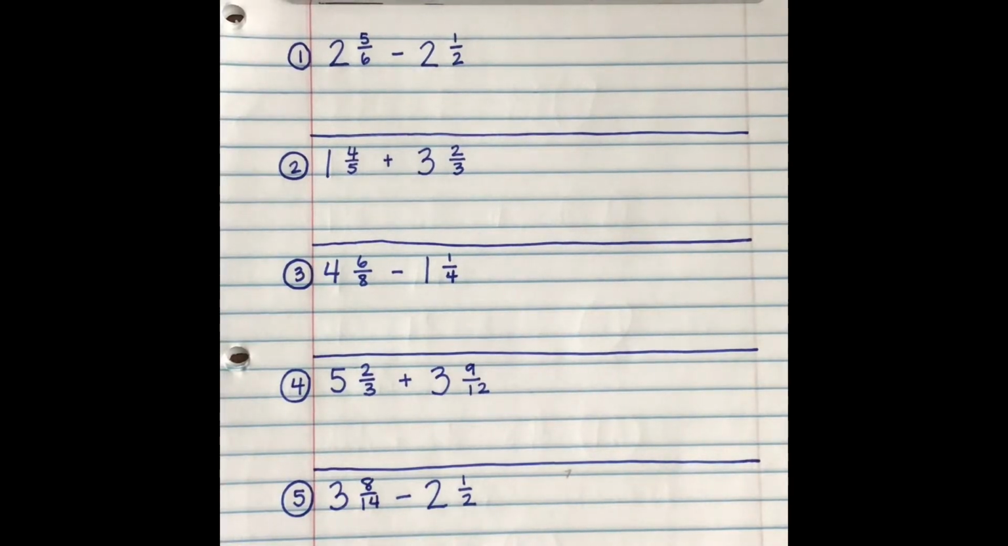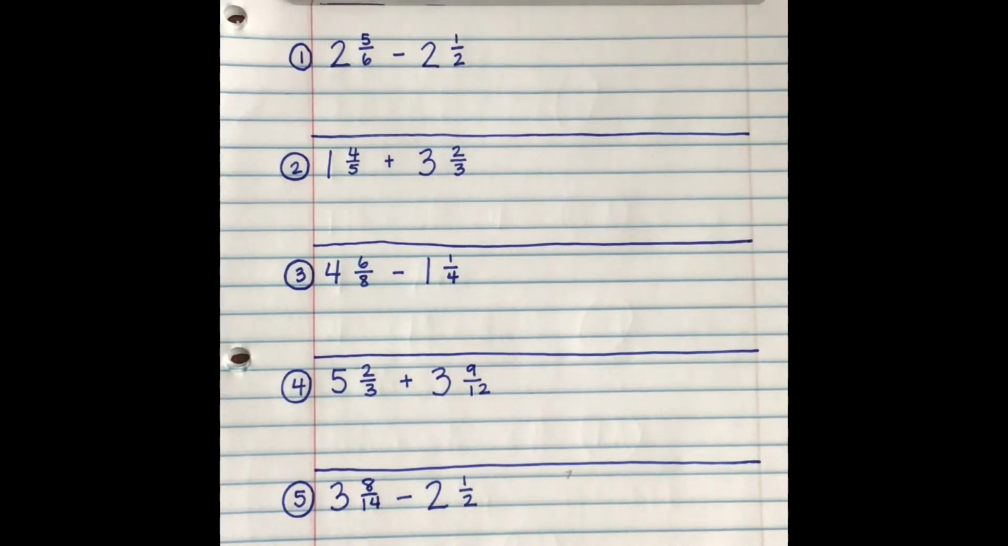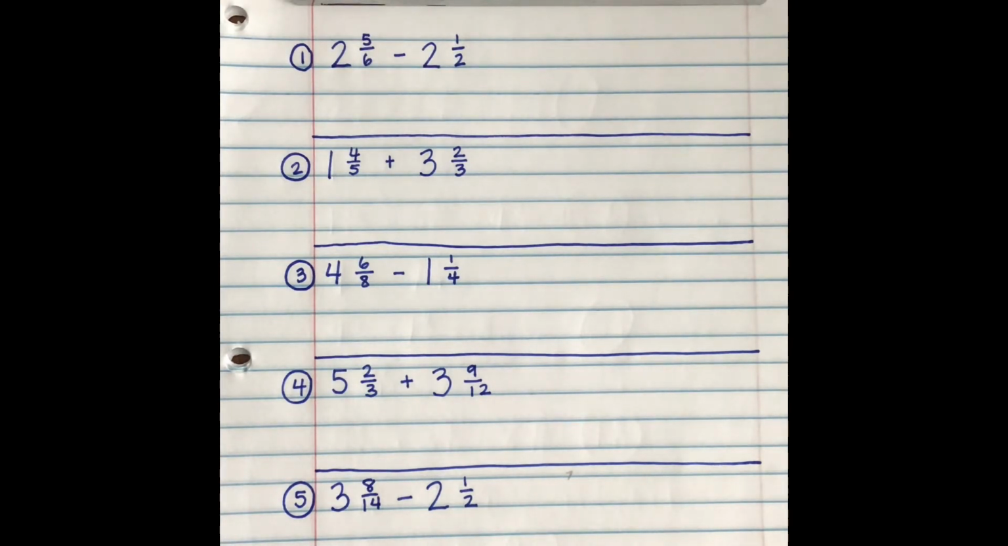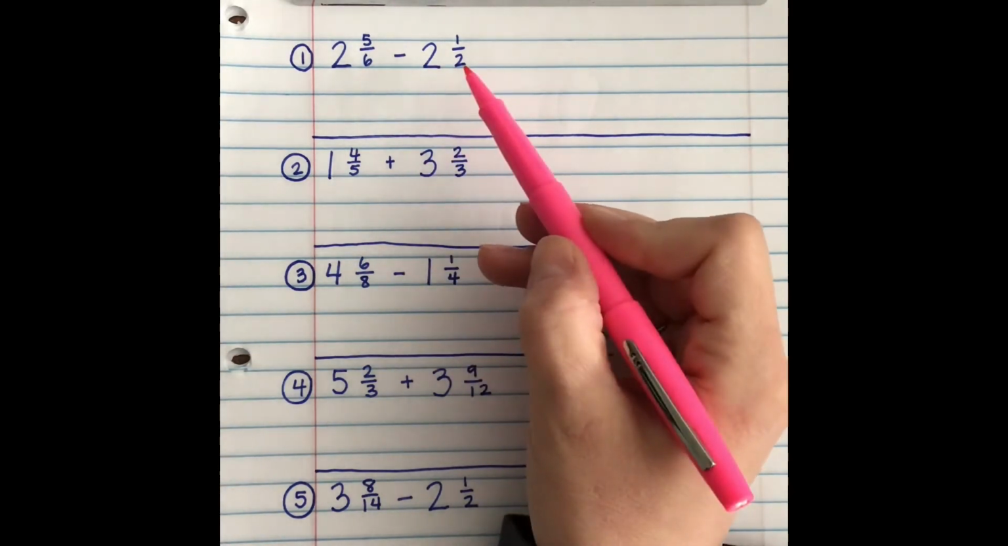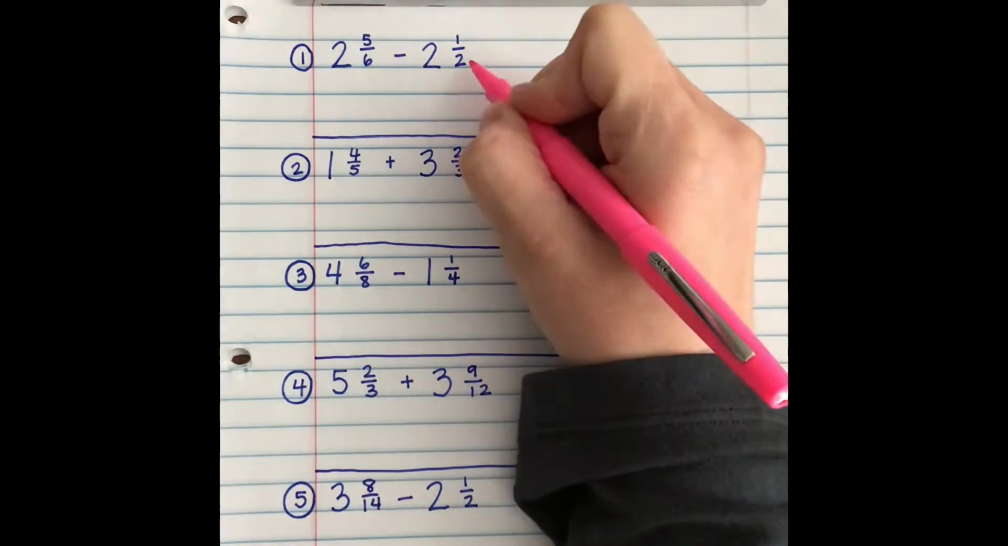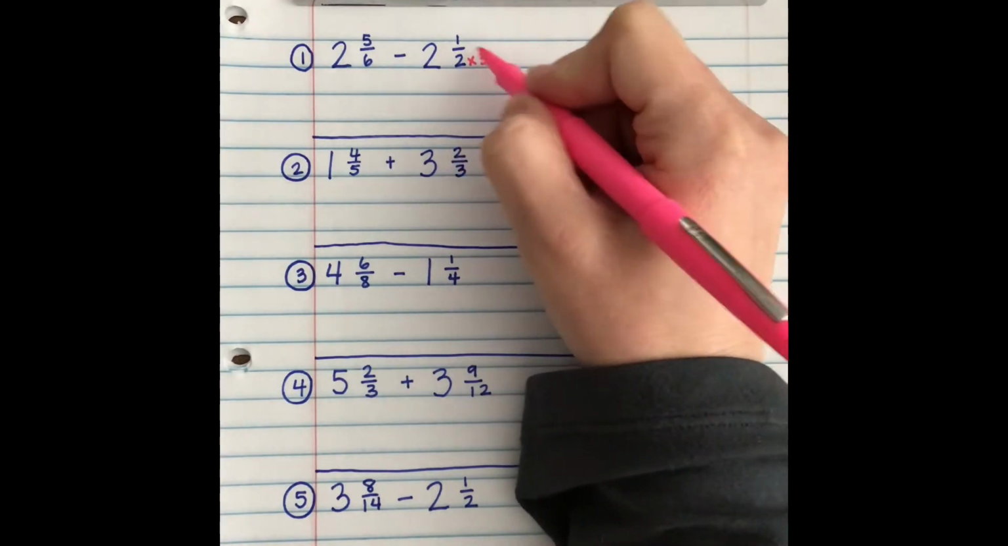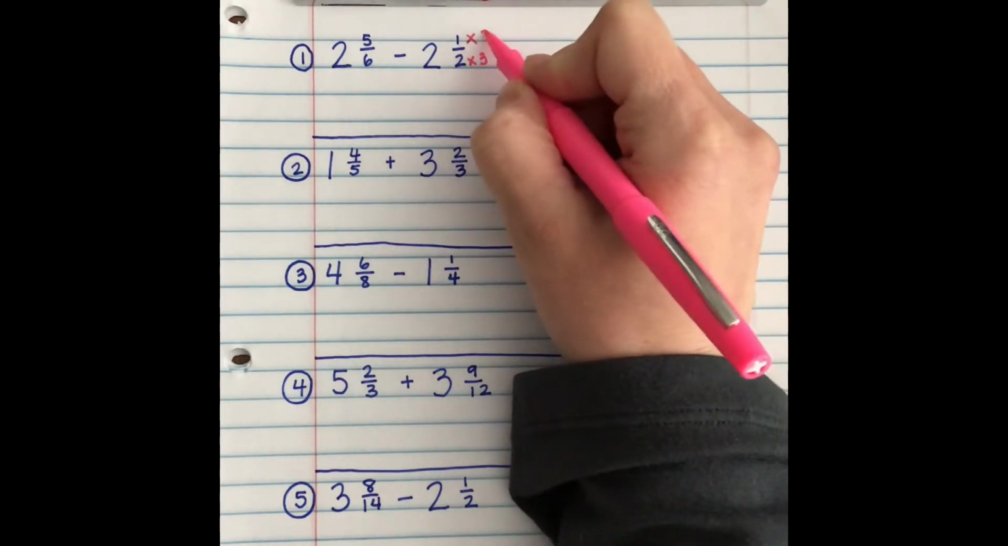All right, so today we are going to practice adding and subtracting fractions and mixed numbers. Number 1 says 2 5/6 minus 2 1/2. So the first thing we need to do is get our 2 1/2 to have a common denominator with 6 and 2. So I know that 2 can turn into 6 by multiplying it by 3. What I do to my denominator, I do to my numerator.